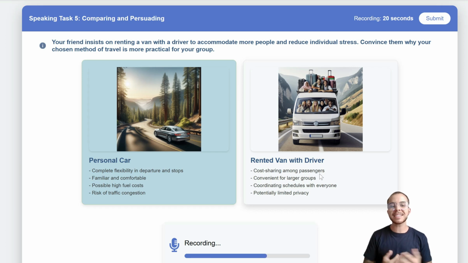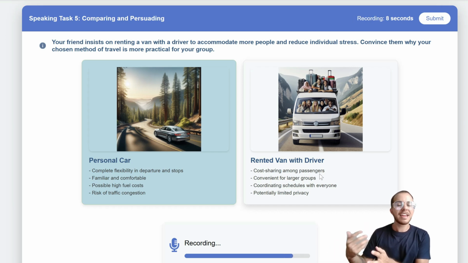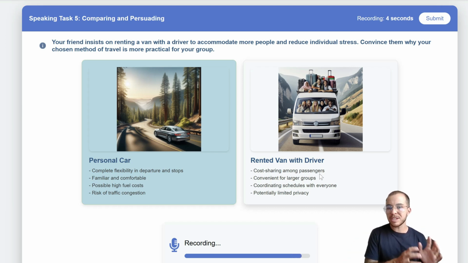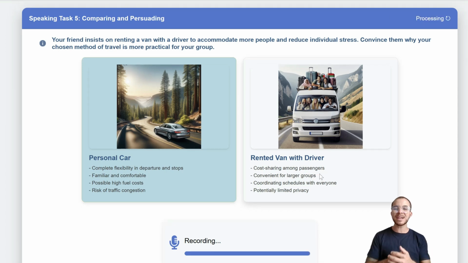Then our last sentence is going to be one more benefit about the option you chose. So it'll be: option that you like, while some people might think option on the other side, however, and then one more positive statement about the option that you chose. That is our speaking phrase. It's simple and sweet.